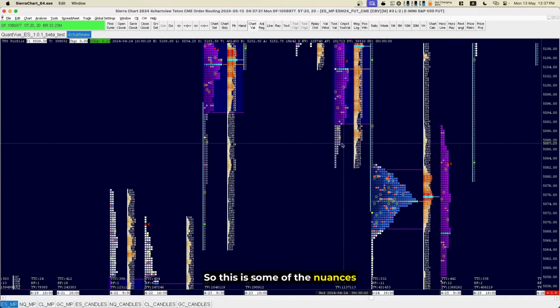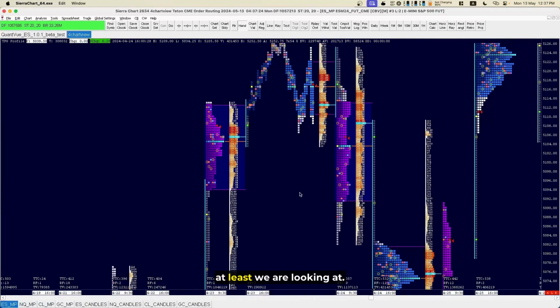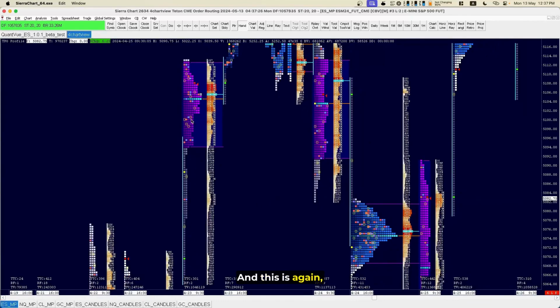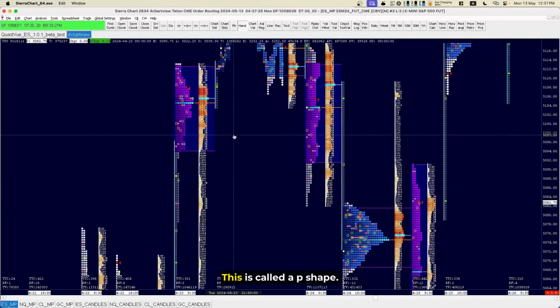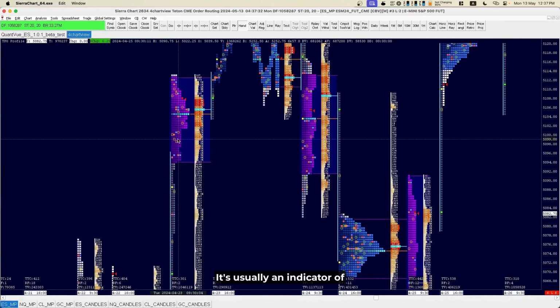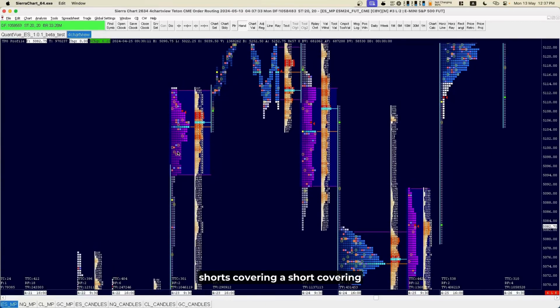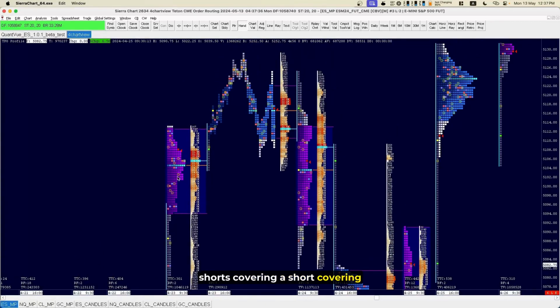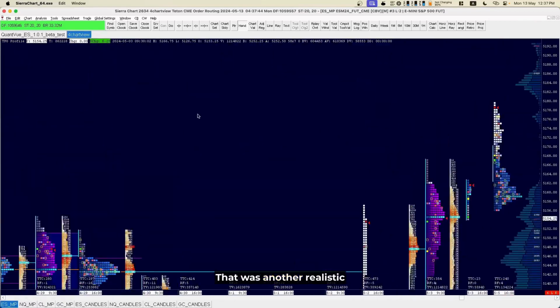So this is some of the nuance that we are looking at. This is again the shape of the profile. This is called a P shape. It's usually an indicator of shorts covering, a short covering trend day in this case. So poor high, excess above. That was another realistic example.